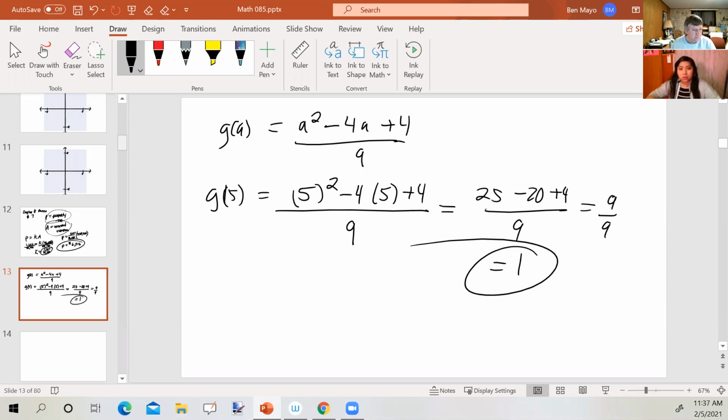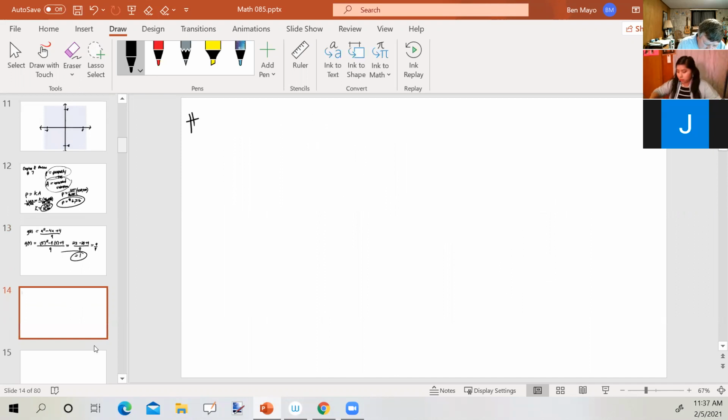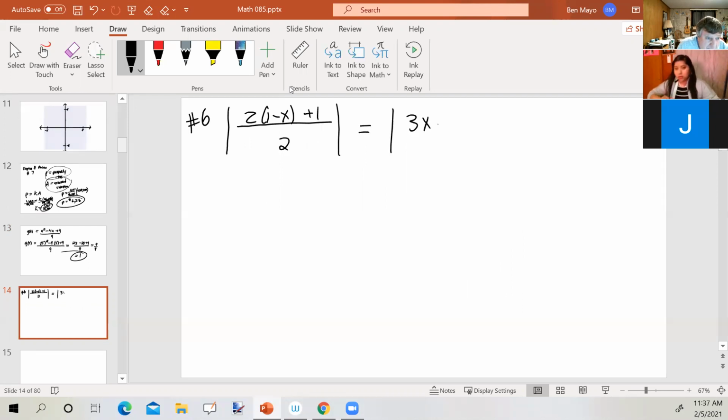And then we're going to look at problem number 6. Are we good to go on to that one? Okay. Yes. So this is number 6 from the chapter review. It says, solve the absolute value equation. And we have the absolute value of 2 times the quantity 1 minus x plus 1 all over 2 equals the absolute value of 3x minus 2 all over 3.